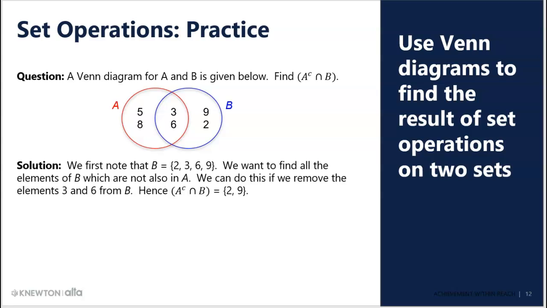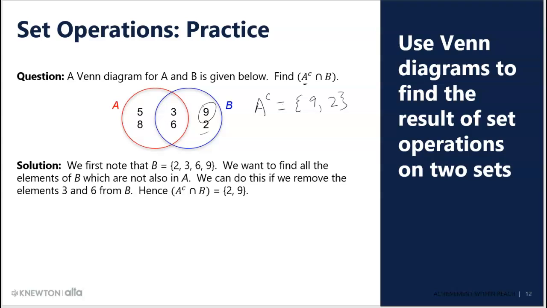So here, a little different situation. I have a diagram with elements filled in. I want to find A complement intersect B. So A complement is everything outside of A. So the 5, the 8, the 3, the 6 are all inside of this red circle. So A complement, I write that down. It's just the set containing 9 and 2. Those are the elements, 9, 2, just these two here. So that's A complement.